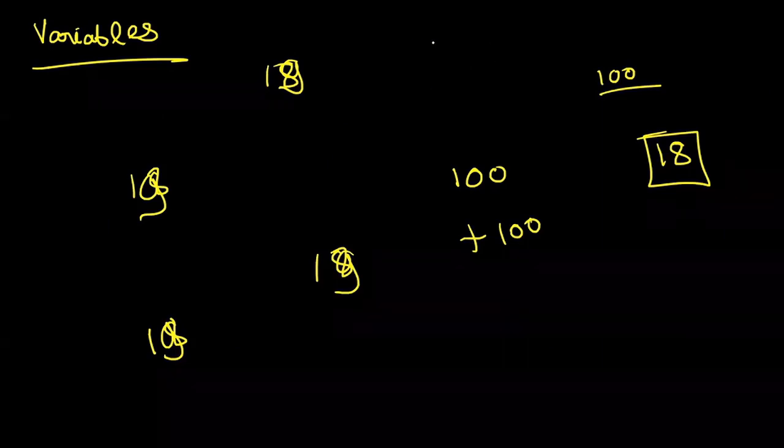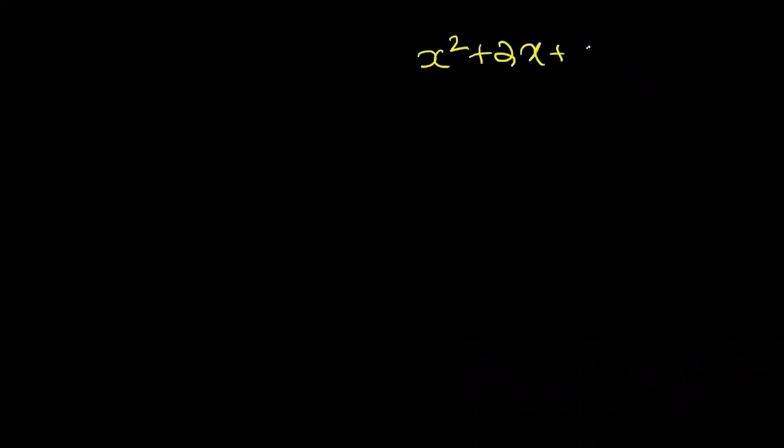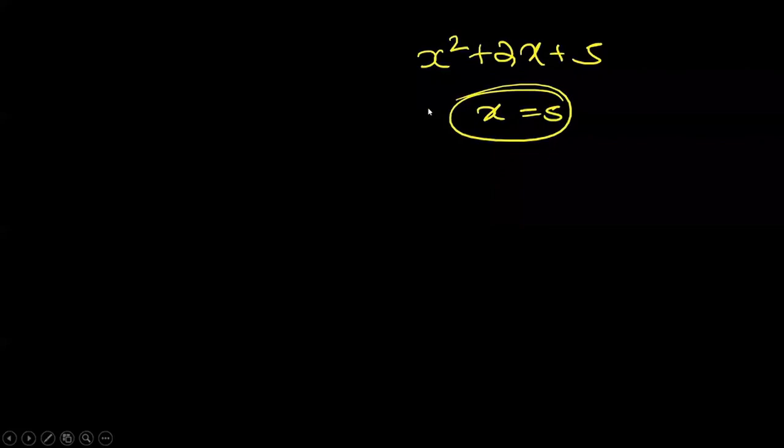So in maths, we have seen something like this: x square plus 2x plus 5. And when I say x is equal to 5, it means that wherever you see x, you plug in the value of 5 for x. So x is a variable, and x has the value of 5. Wherever you see x, you just substitute the value 5. So we have seen variables in mathematics as well. The same is the concept in programming.